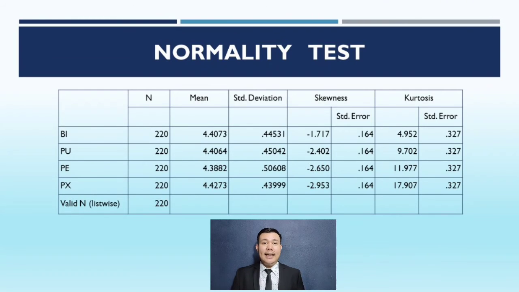As you can see in the table, BI is behavior intention, PU is perceived usefulness, PE is perceived ease of use, and PX is performance expectancy. Based on Hair 2070, the value obtained should be within the range plus or minus 1 to be normal. As you can see in the table, all of my variables are not normal because they are greater than -1.